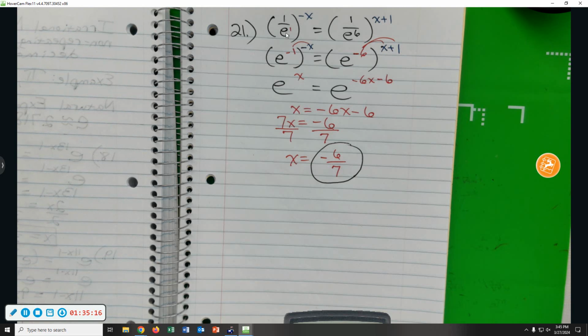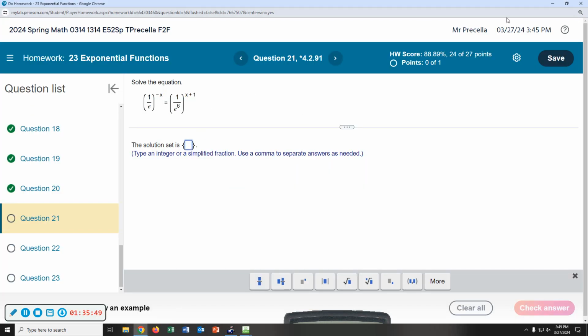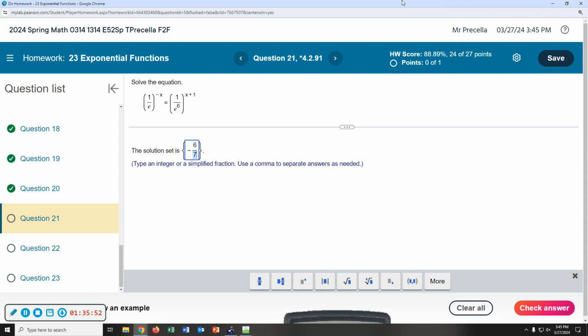And 1 over e would have worked. You could have used a 1 over e, but then you would have had to pull out a 6. I think it just works better by not having a fraction as your base. Maybe that's just my own personal preference also, but I think it works out cleaner by using your negative exponent properties. It's good practice to use your negative exponent properties and then just have e as the base. So negative 6 over 7.